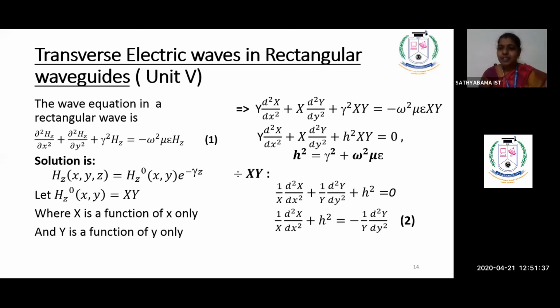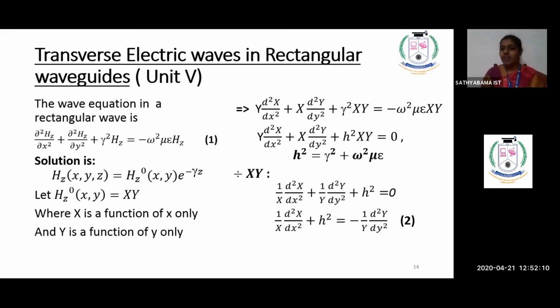If you see the wave equation here, if you have seen the slides neatly, you can easily understand. In our TEM wave of parallel plane wave, that dou square Hz by dou y square was not there. Why? Because dou by dou y was 0 in parallel plane wave. But in rectangular waveguide, it is there. Why? Because along your y direction, 0 to b variation is there. Understood? Okay. So in your wave equation, that is the first difference. Your dou by dou y will be there, dou by dou x will be there.